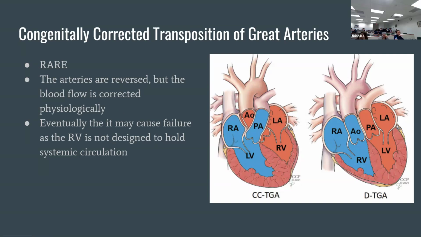The problem with this is, well, there's a lot of problems with it. The whole thing's flipped, but it can cause RV failure because the right side of the heart isn't designed to hold that amount of pressure for a long period of time, right? Usually it's oxygenated blood. It's designed for a lower pressure state. So you can get right heart failure and RVH.